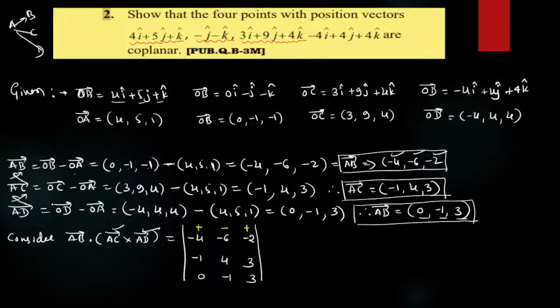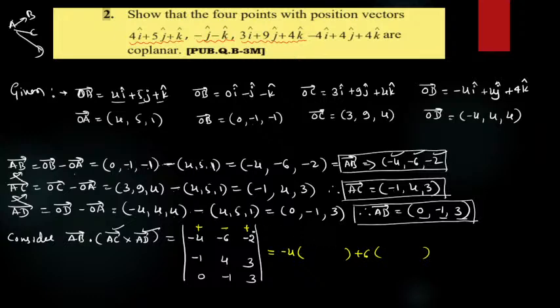Definitely the given 4 points will be coplanar. So for that, just resolve this and we'll see what will happen. You know how to resolve this determinant. Here plus into minus is -4, leave the bracket. Next, minus of minus is plus 6.